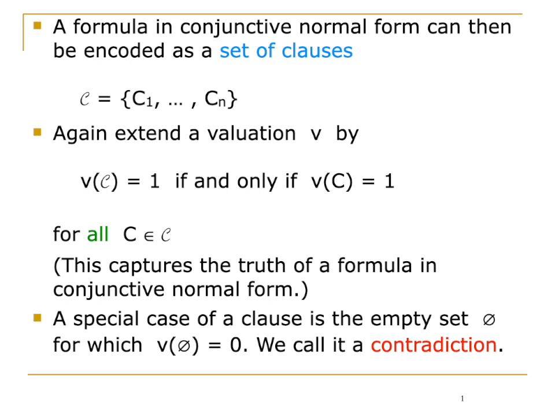Finally, we turn these formulas in conjunctive normal form into sets of clauses, written as script C, the set of C1 to Cn. Each of these Ci's are sets of literals. We extend the concept of evaluation by setting V of a set of clauses script C to be 1 if and only if V of C equals 1 for all clauses in the set of clauses script C. This captures the truth of a formula in conjunctive normal form. All of the conjuncts need to be true in order for the formula itself to be true. A very special case in resolution is the empty set, for which V of the empty set is 0 always. And we call in this setting the empty set a contradiction.